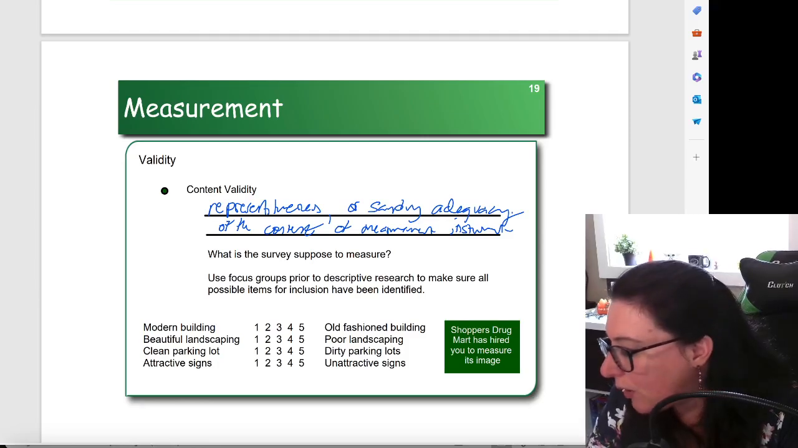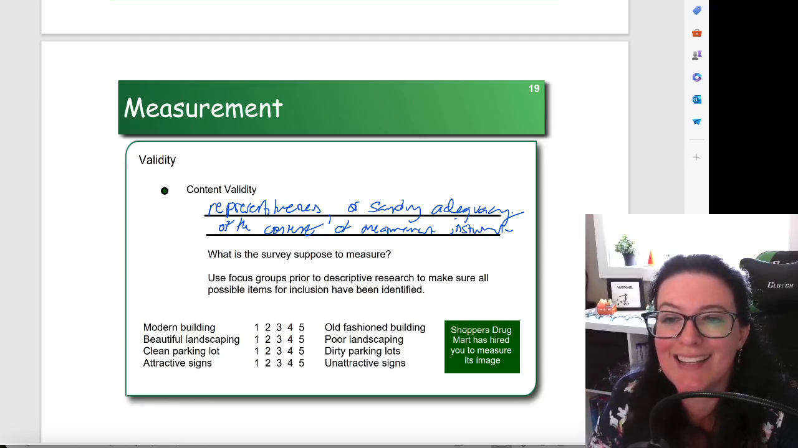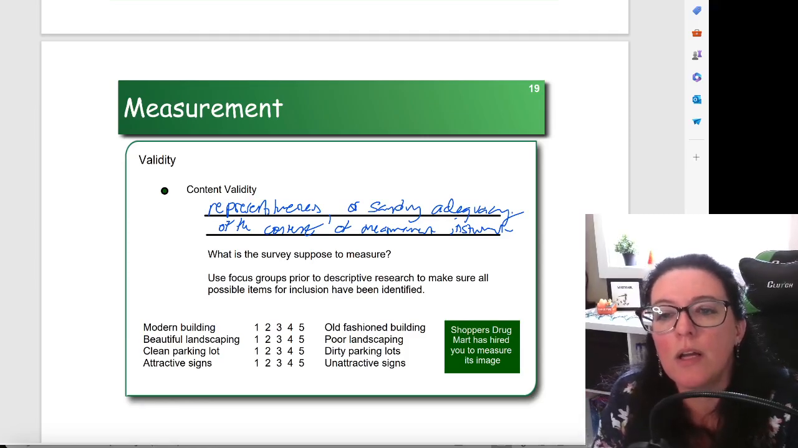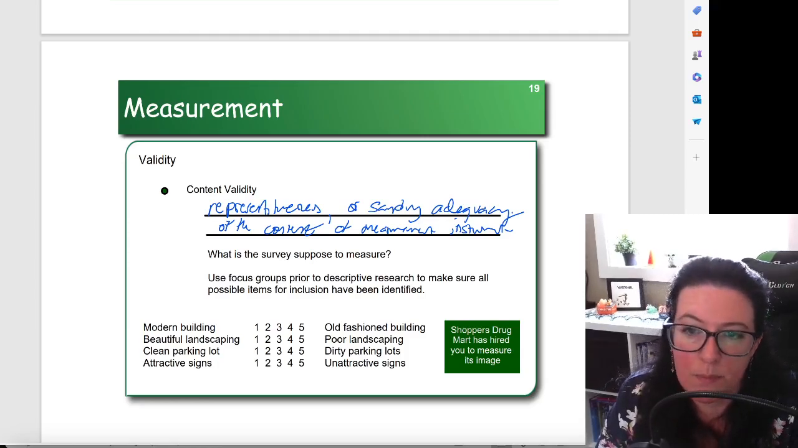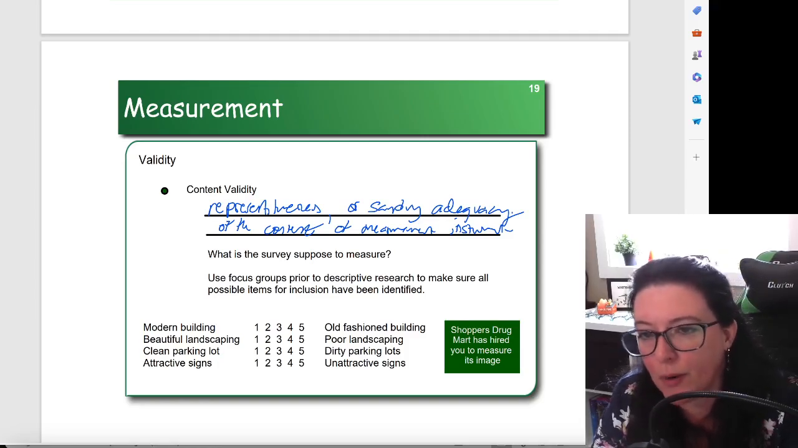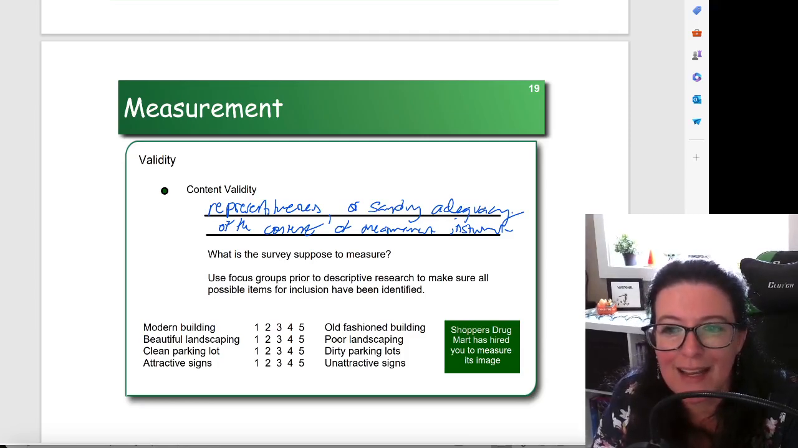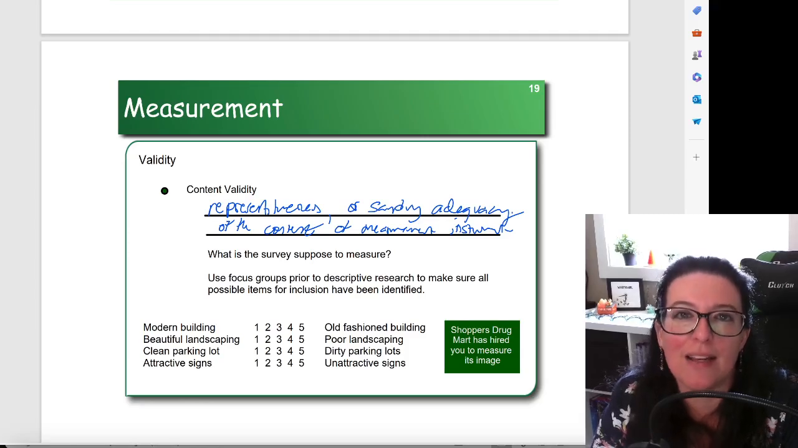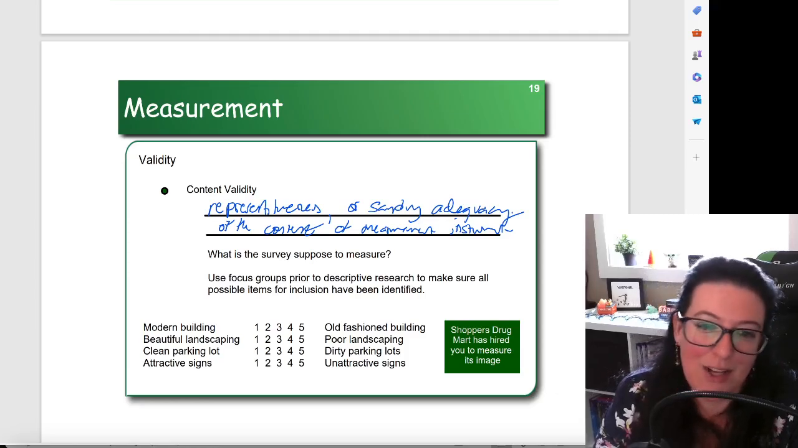So for example, let's suppose a Shoppers Drug has hired you to measure its image. Well, you say, okay, is it a modern building or an old building? Is it beautiful landscaping or poor landscaping? Is it a clean parking lot or a dirty parking lot? Attractive signs, unattractive signs. We are assuming here that that external building is everything that defines Shoppers Drug's image as an organization. And it's not, probably, right?